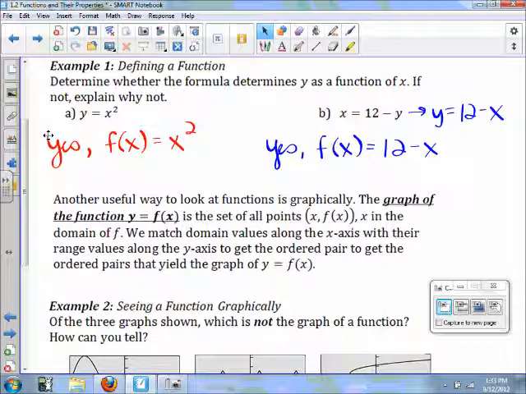Now, another useful way to look at functions is graphically. The graph of the function y equals f of x is a set of all points x, f of x, remember f of x is y, in the domain of f. We match the domain values along the x-axis with their range values along the y-axis to get the ordered pairs that yield the graph of y equals f of x.